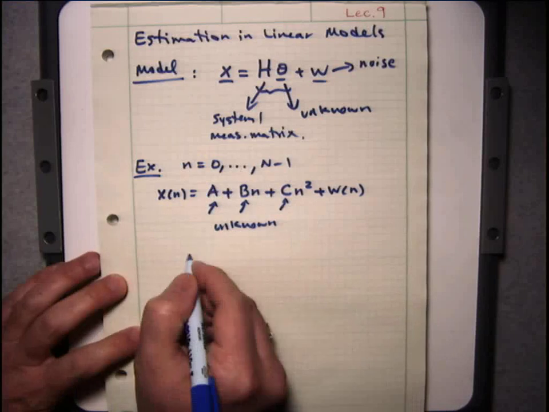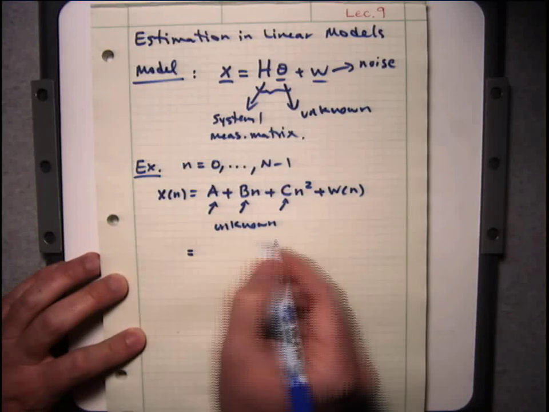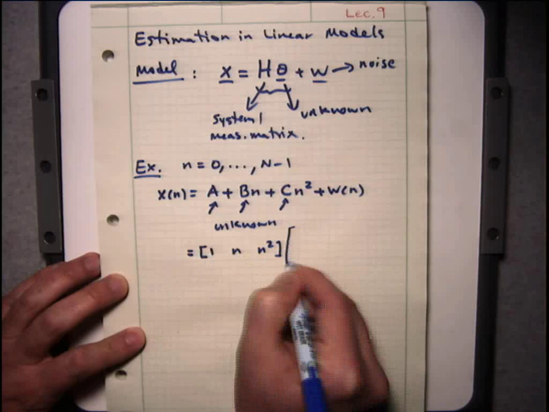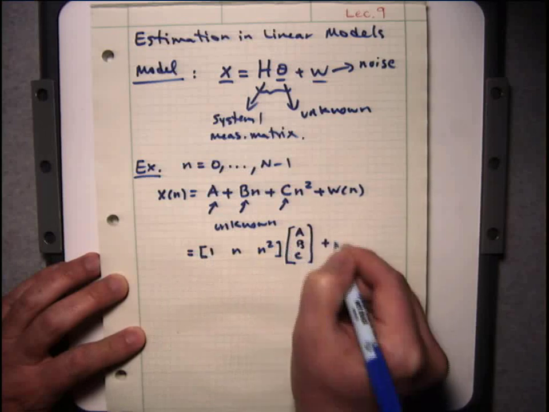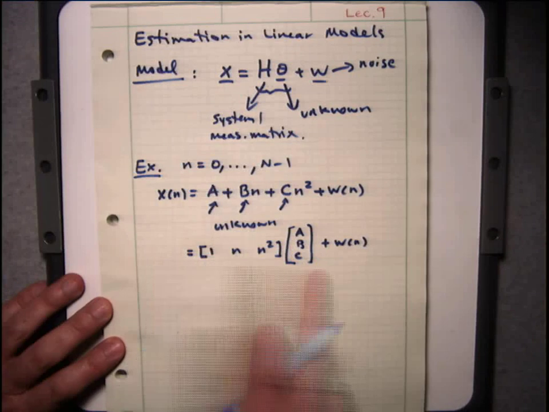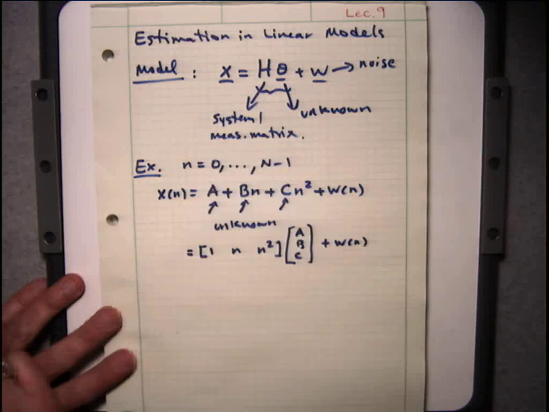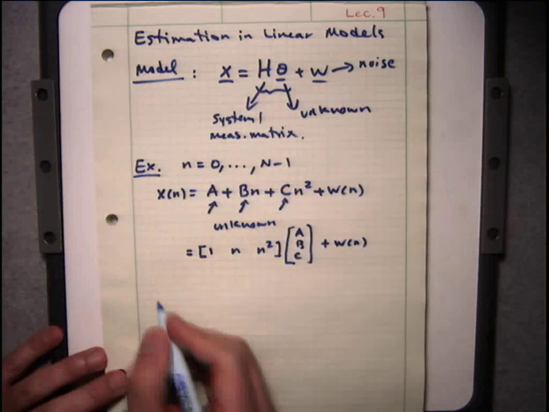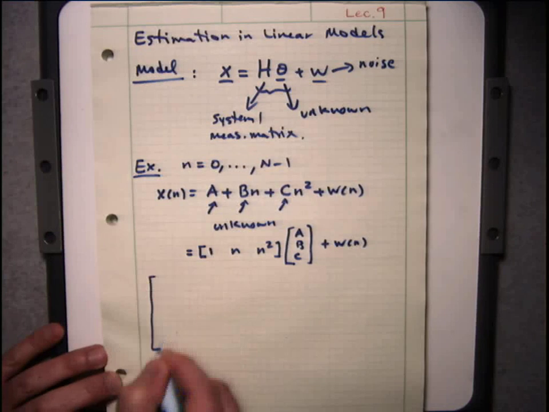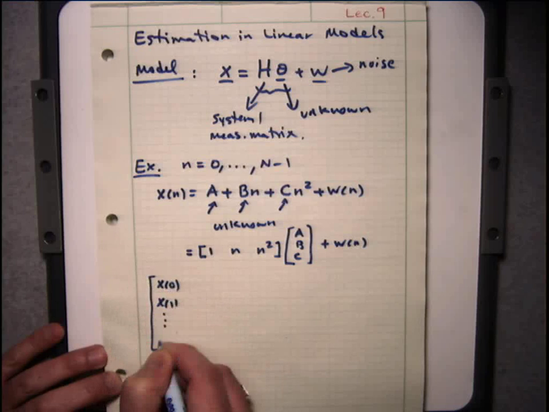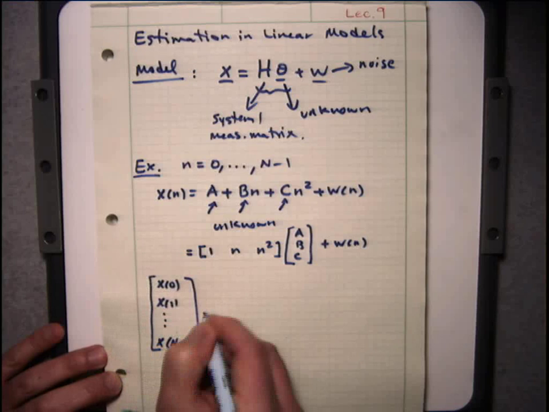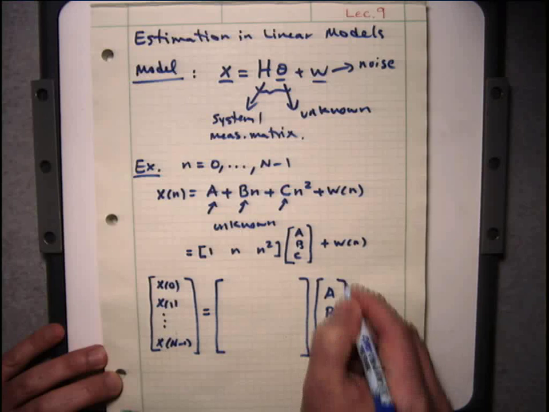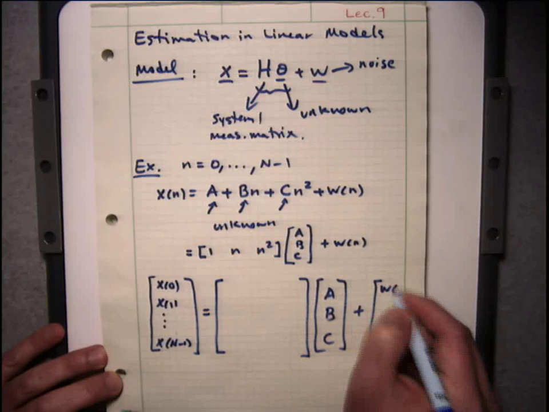So in other words, I could write this x of n as 1, n, n squared times a, b, c plus noise. Right? This is exactly the same thing. Now I have capital N of these measurements, and what I'm going to do is stack them all down to get a formula that looks like that. So how does that look? I write x of 0, x of 1, x of N minus 1, this is equal to the matrix times A, B, C plus the vector of noise, W0 to W N minus 1.